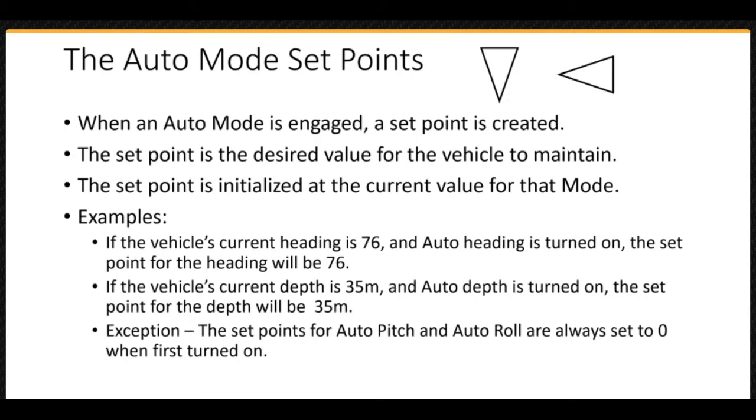The auto mode set points. When an auto mode is engaged, a set point is created. The set point is the desired value for the vehicle to maintain. The set point is initialized at the current value for that mode. Examples. If the vehicle's current heading is 076 and auto heading is turned on, the set point for the heading will be 076. If the vehicle's current depth is 35 meters and auto depth is turned on, the set point for the depth will be 35 meters. Exception. The set point for auto pitch and auto roll are always set to 0 when first turned on.